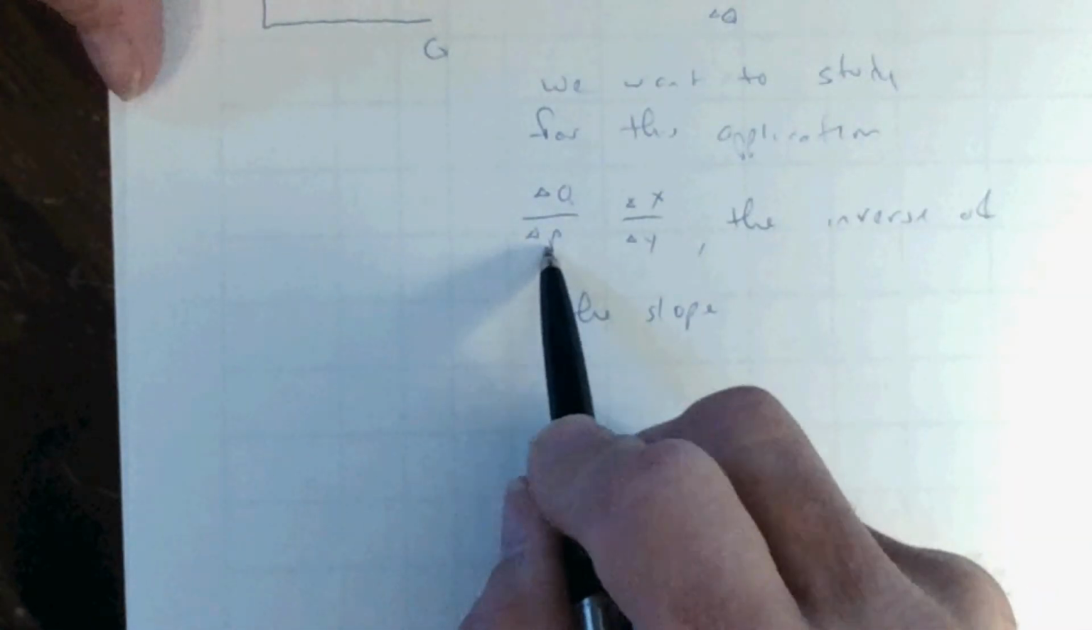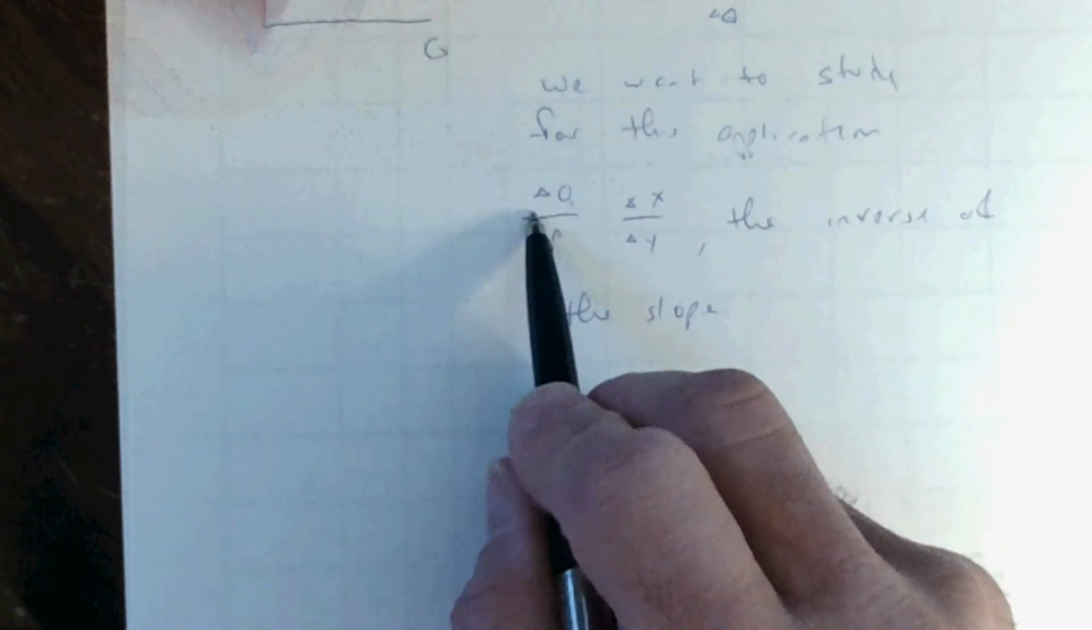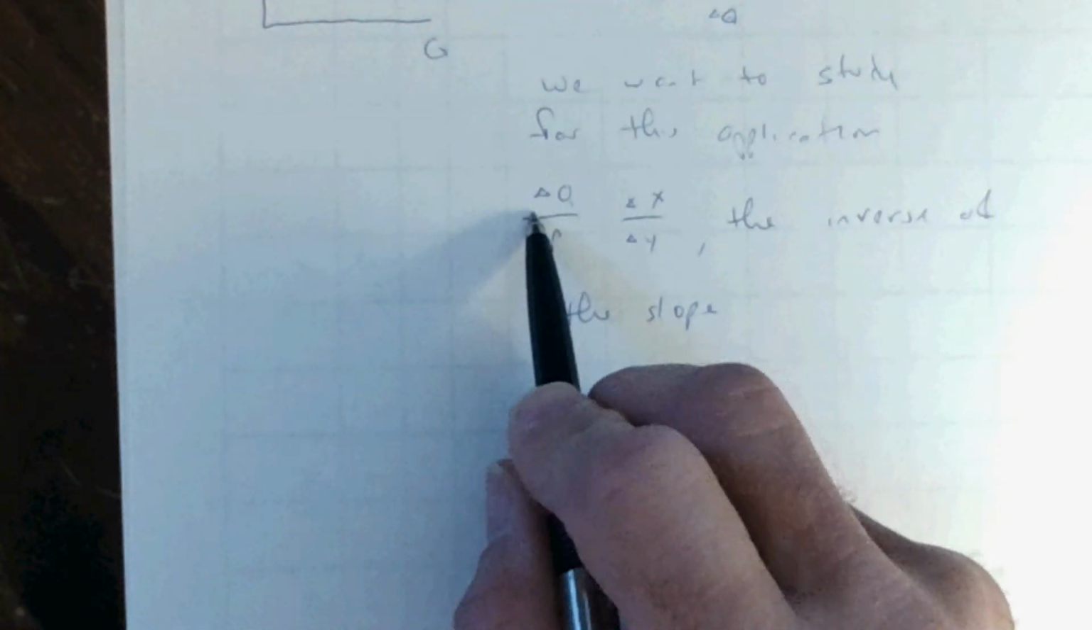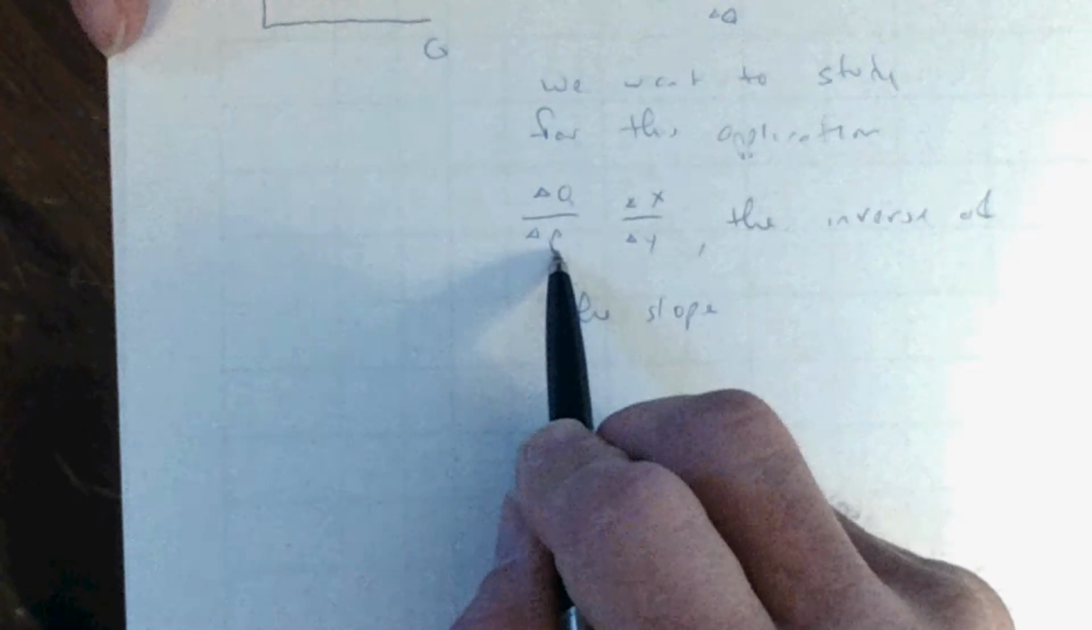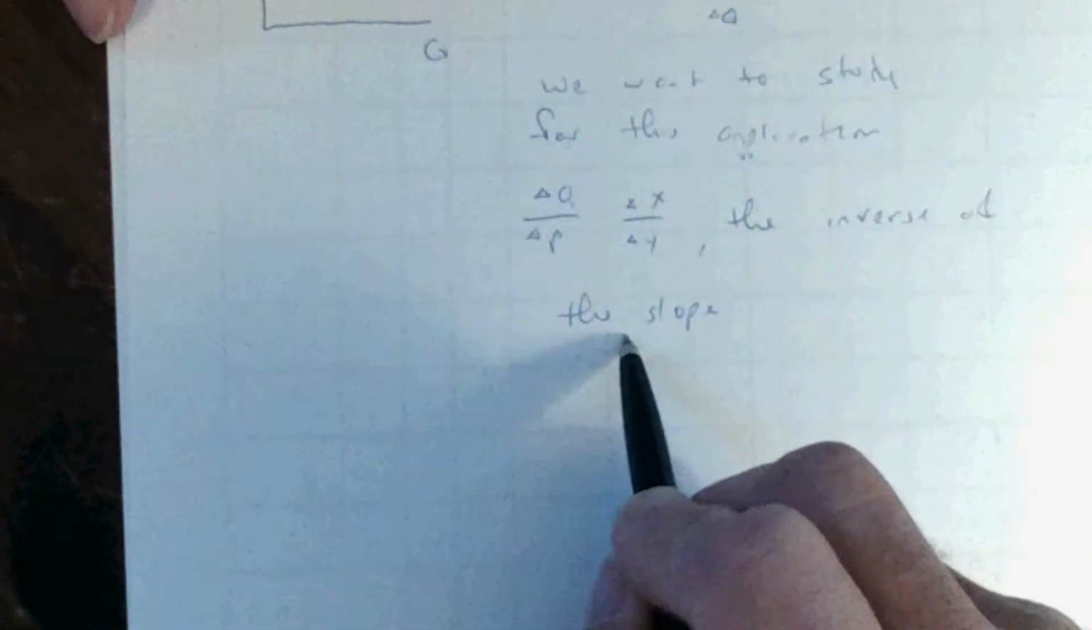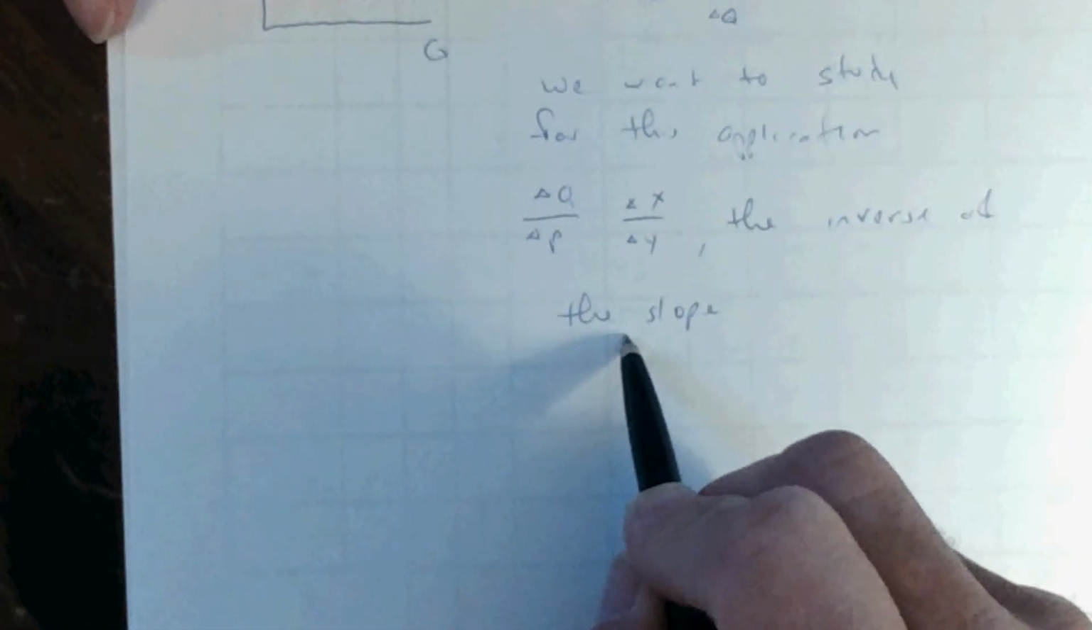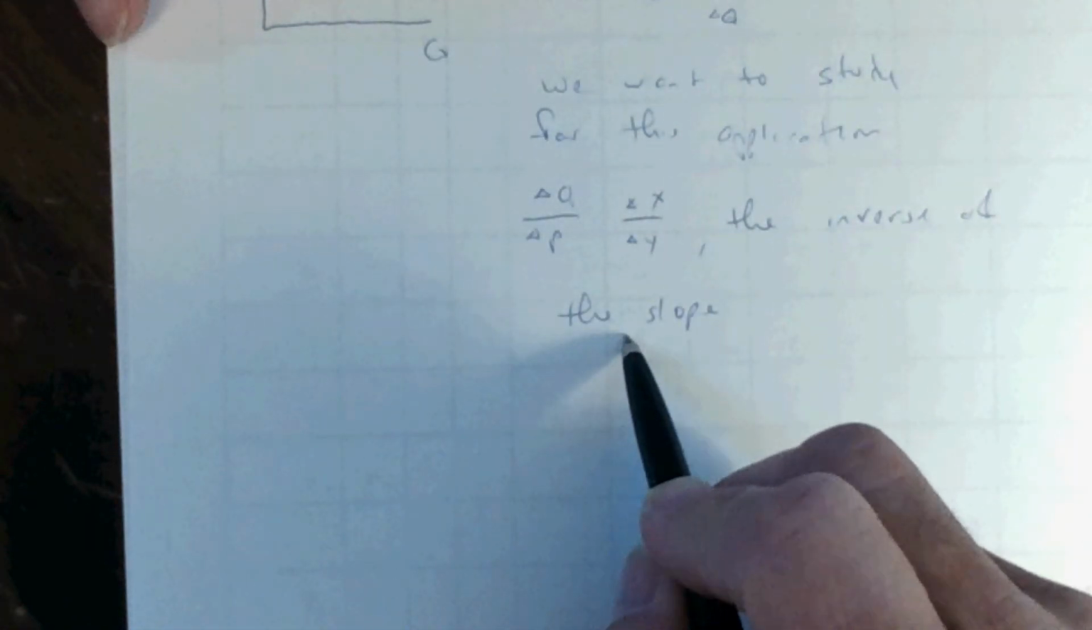I hope you can see that this formula is summarizing that concept: the change in quantity caused by a change in price. That would mean that it's the change in x divided by the change in y, which is the inverse of the slope. So first of all, the formula for elasticity is the inverse of the slope.